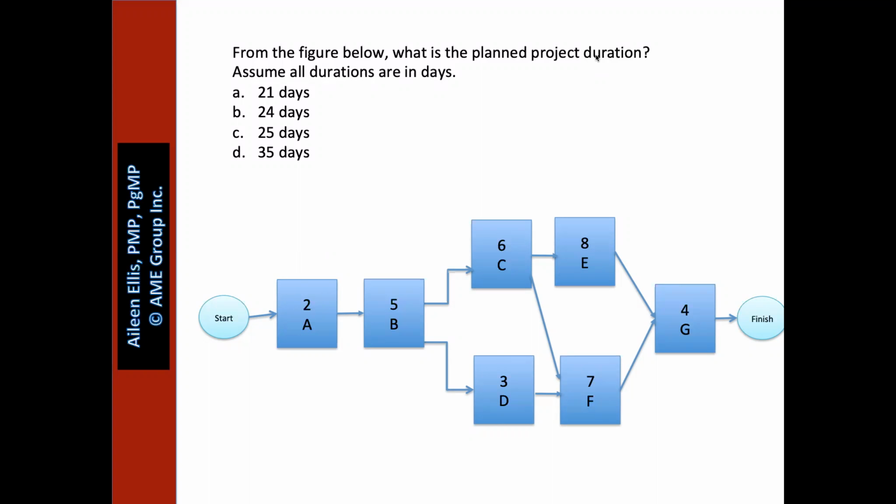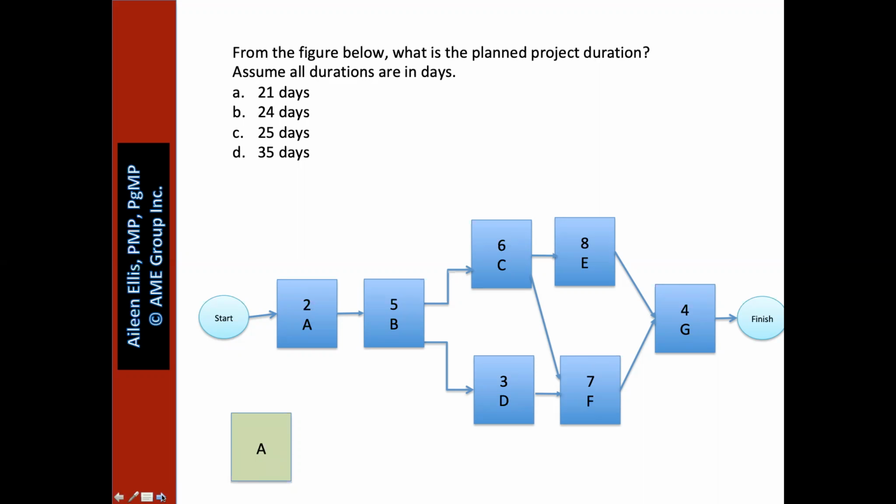So when I think about a network diagram question, I ask myself, what is the question asking me to do? This question is asking me to solve for project duration. To do that, I know I need to do a forward pass. If you look in the bottom left of your screen, here we have a sample activity, activity A.